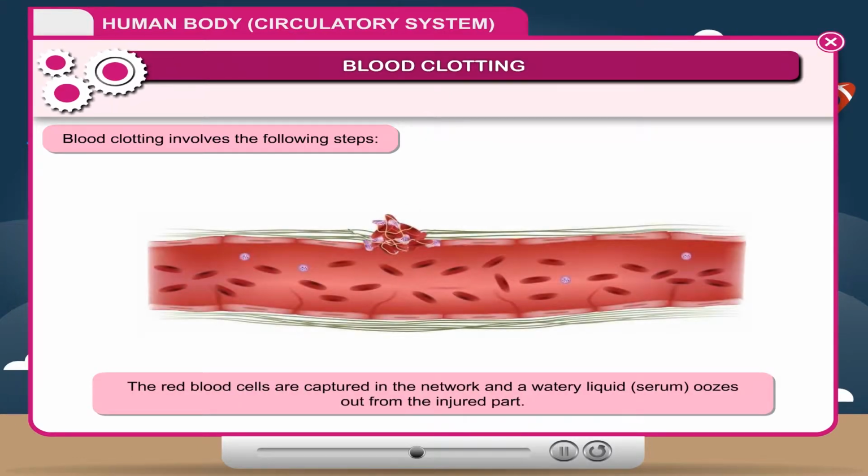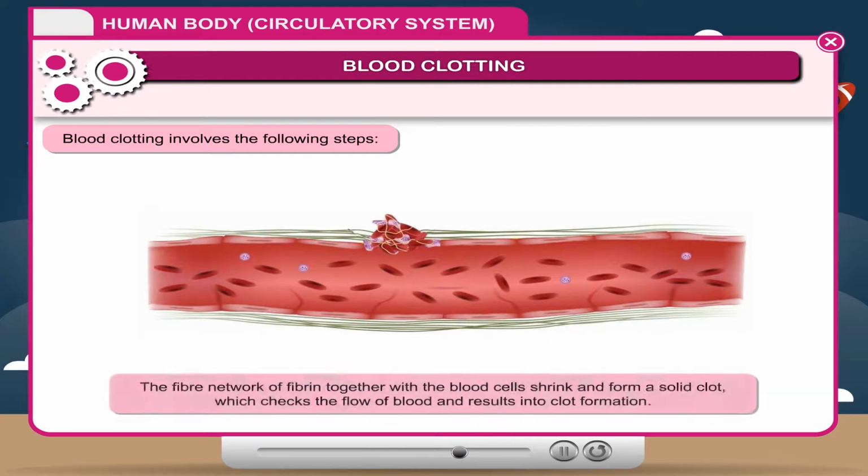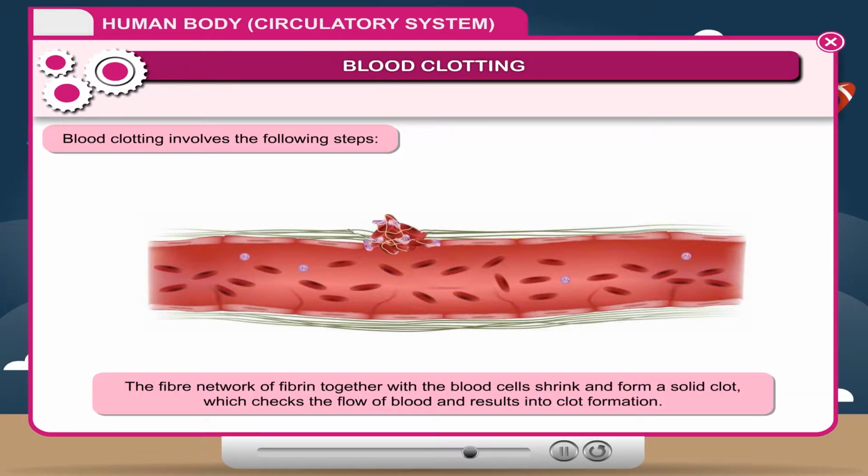2. The red blood cells are captured in the network and a watery liquid, serum, oozes out from the injured part. 3. The fiber network of fibrin together with the blood cells shrink and form a solid clot which checks the flow of blood and results in clot formation.